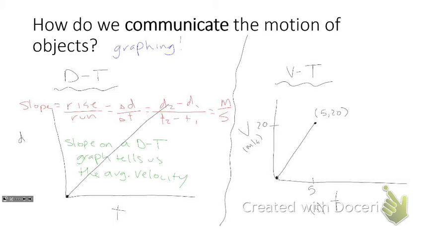I would really encourage you guys to write your ordered pairs down when you are creating your graph. It's just going to help you organize the information that's given. Okay? So it's driving at 20 meters per second. It cruises at this for, say, 10 seconds. So we have 15 in total.